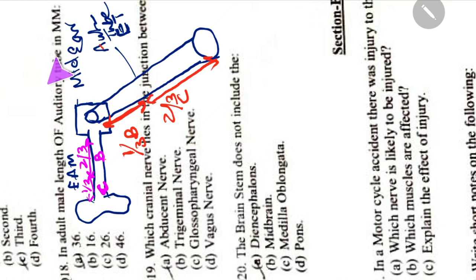Okay, now about the measurements. Remember that the external auditory meatus is 24 millimeters. Very important. So 24 millimeters, if you divide into 3, 16 millimeters is the bony portion and the outer 8 millimeters is the cartilaginous portion in the external auditory meatus. And regarding the auditory tube, the answer, remember, is 36 millimeters. Now if you divide into 3, you will find that the bony.